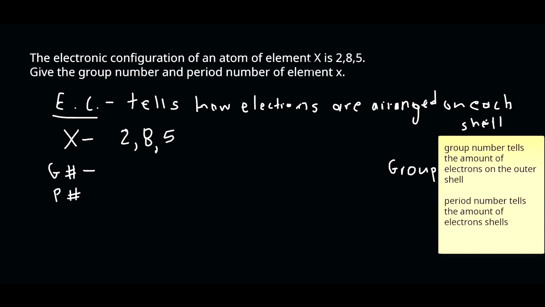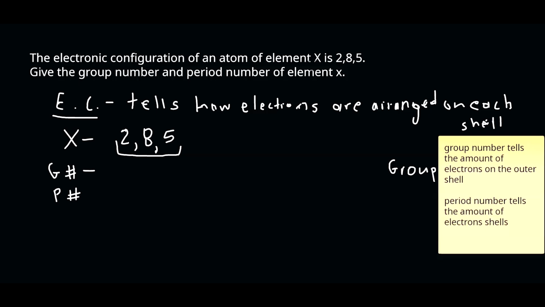No, don't mix it up. The group number tells the amount of electrons on the outer shell. How many electrons are there on the outer shell in X? No, listen, don't rush it. Just listen first, then you respond. 15? Hold on. That wouldn't be 15.